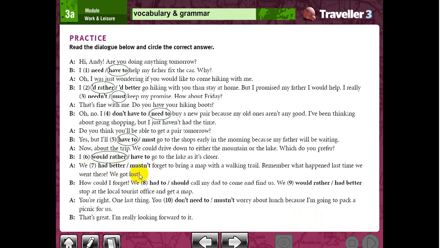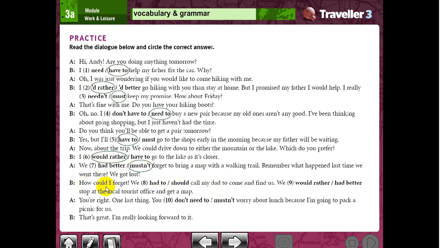We had better or mustn't forget to bring a map with a walking trail. Remember what happened last time we went there? We got lost. So we will choose mustn't. Why do we use mustn't? Because it expresses prohibition in the present or future.